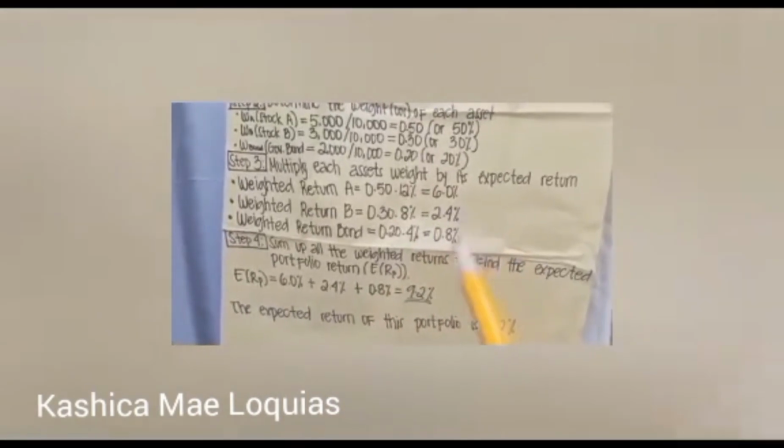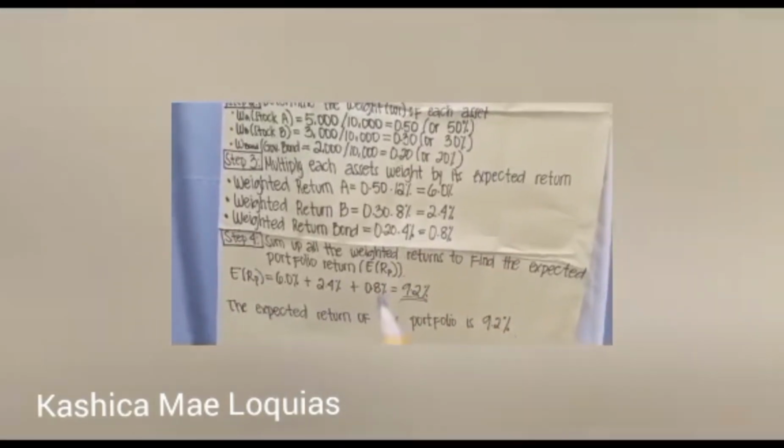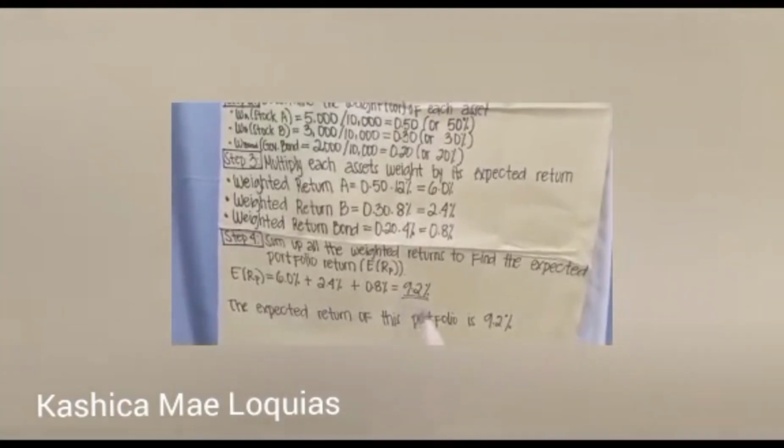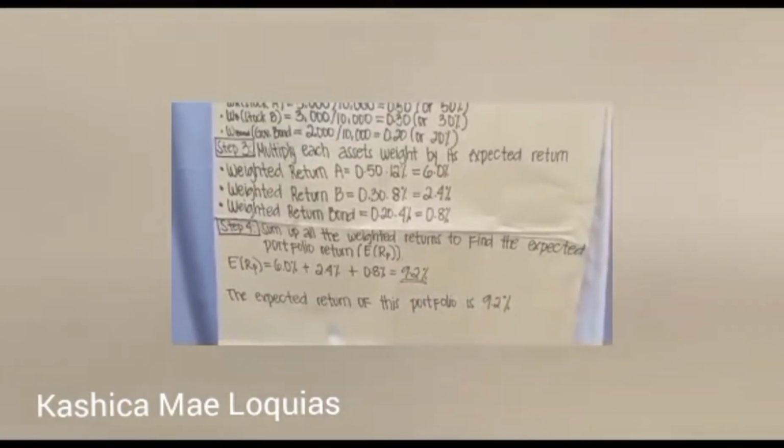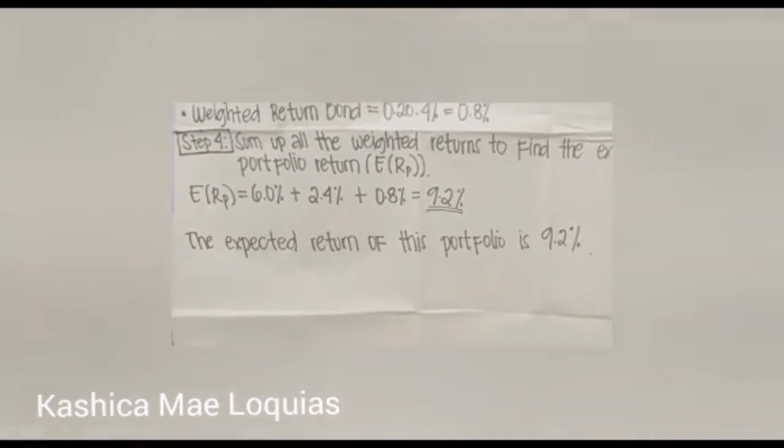Then plus 2.4% plus 0.8% is equal to 9.2%. So the expected return of this portfolio is 9.2%.